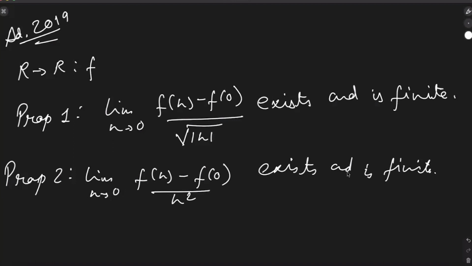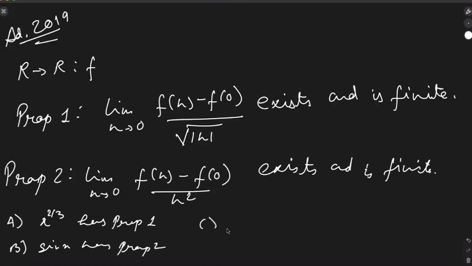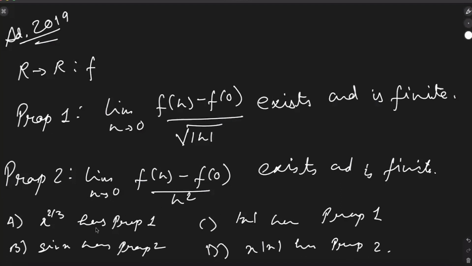Alright. So then which of the following options are correct? Option A says that f(x) equals x to the power 2 by 3 has property 1. B says that sin x has property 2. C says mod x has property 1, and option D says x mod x has property 2. So basically we have to check for each of these functions whichever property they are satisfying.